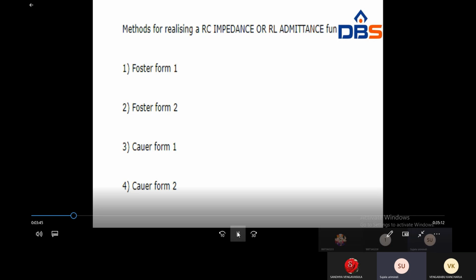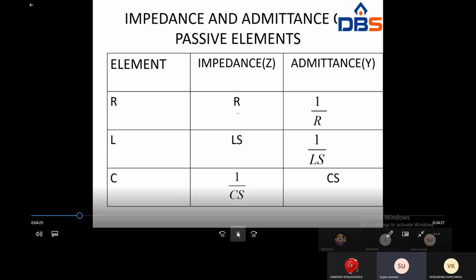So by arranging both numerator and denominator in descending and ascending orders respectively, because in the Foster 1 and Foster 2 forms we are using partial fractions. By obtaining the partial fraction expansion, you have to find the impedance and admittance. And the Cauer 1 and Cauer 2 forms are obtained by continued fraction expansion of impedance functions.